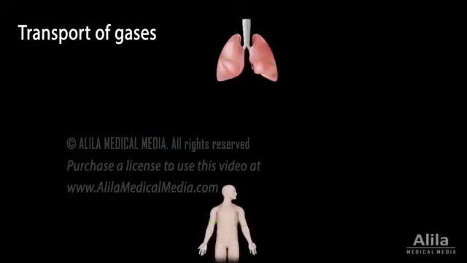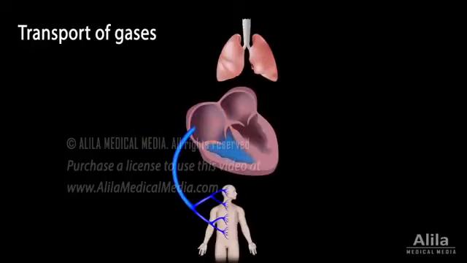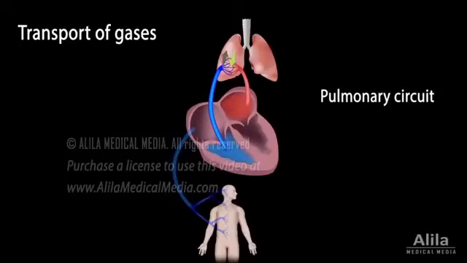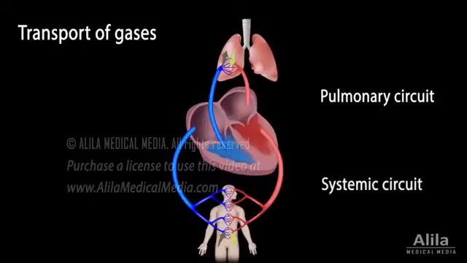Basically, oxygen-poor blood from the body returns to the right side of the heart, where it is pumped to the lungs. In the lungs, blood picks up oxygen and releases carbon dioxide. Oxygen-rich blood then returns to the left side of the heart. This part of the system is called the pulmonary circuit. The left side of the heart pumps oxygen-rich blood to the body's tissues, where it unloads oxygen and picks up carbon dioxide. The resulting deoxygenated blood again returns to the heart's right side to complete the cycle. This part is the systemic circuit.